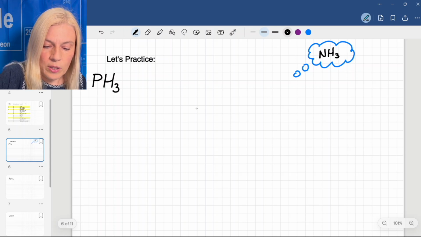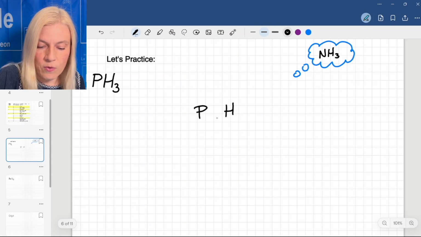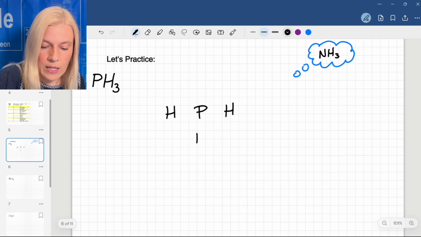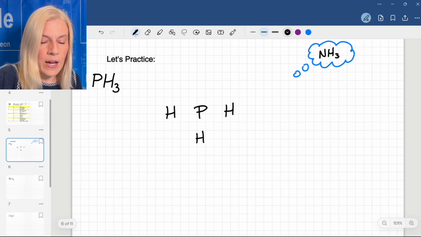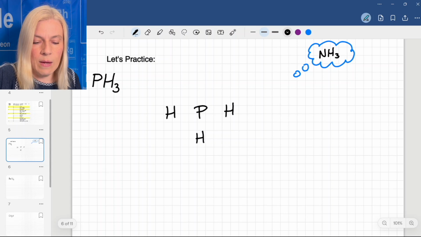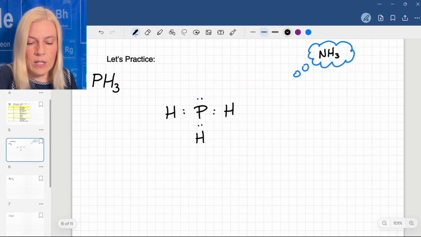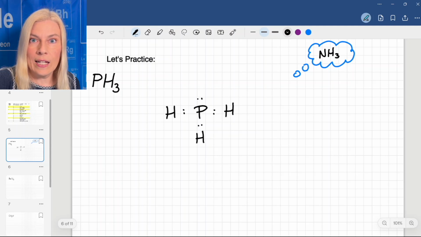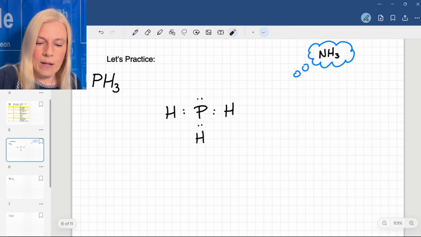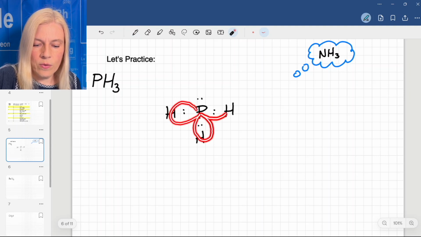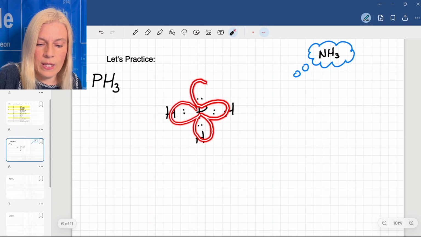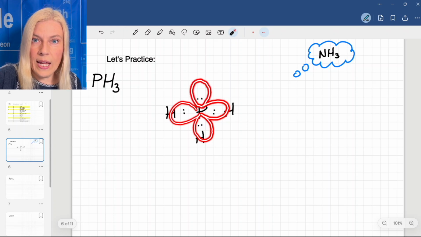So let's quickly do our Lewis dot structure. I'm jumping through the Lewis dot structures really fast right here. P is in the middle. I have 5 valence electrons plus 3 times 1, which is 8. I'm going to put them right in. Here we go. Here is my Lewis dot structure. Now we're going to count our electron domains. Remember, each single bond is 1 electron domain. So here's 1, 2, 3, and each electron pair is 1 electron domain. I have 4 electron domains.